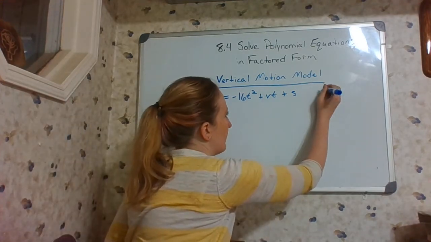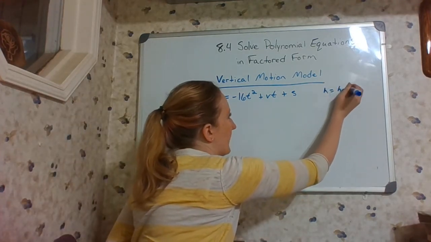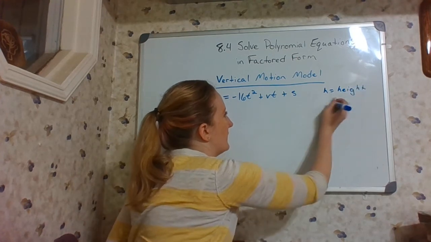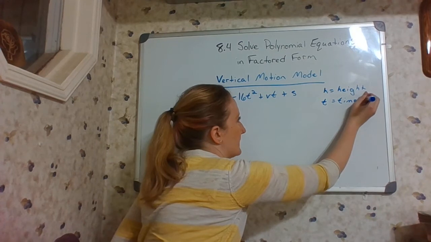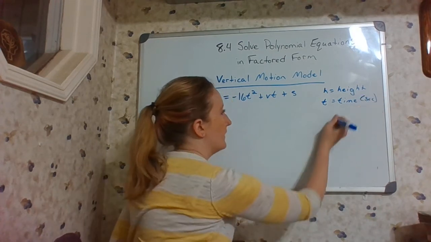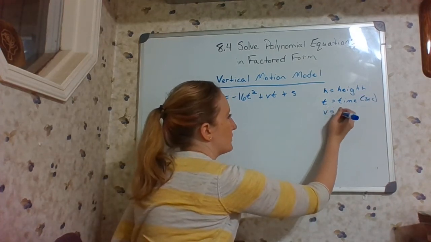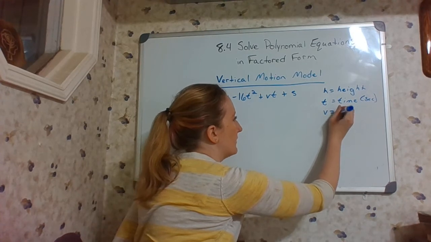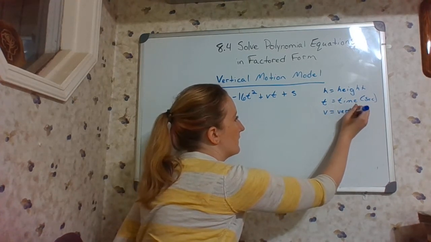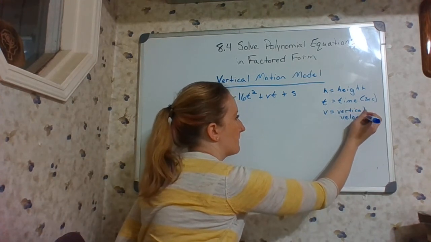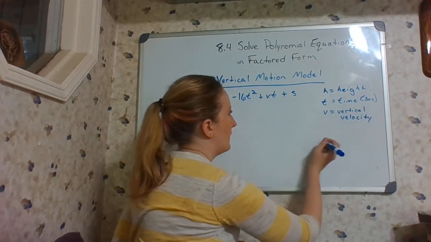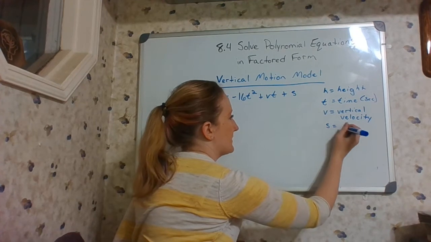So we have h is equal to the height of the object. t is equal to the time in seconds. v is equal to the vertical velocity. And s is the initial height.